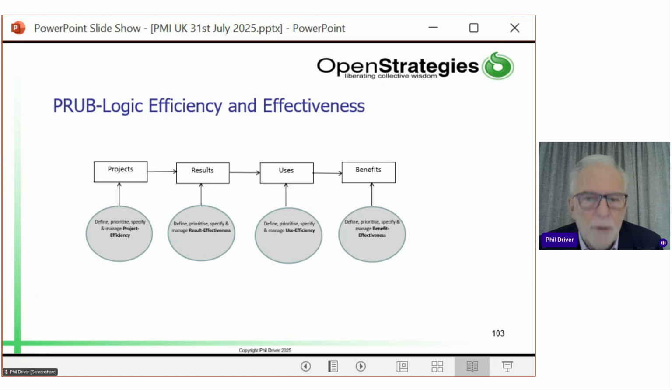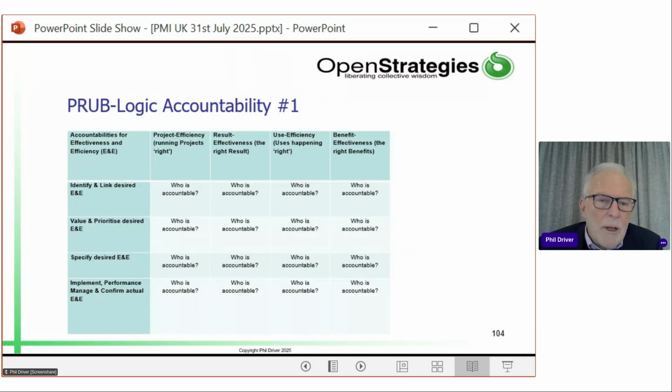I'm not going to expand on that here. It's just, as I mentioned earlier, my new book should be published in the next 3 or 4 months, and there's a paper on this subject. This leads to accountability. So across the top of this little picture, I'm just going to change glasses so I can read it myself. I've got project efficiency, result effectiveness, and so on.